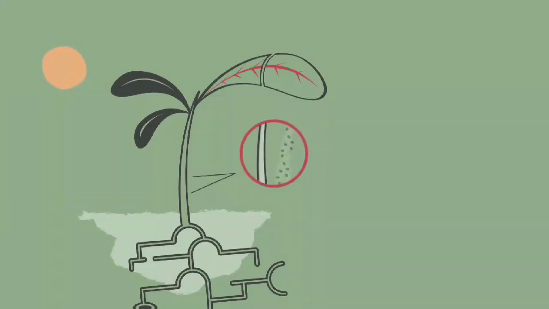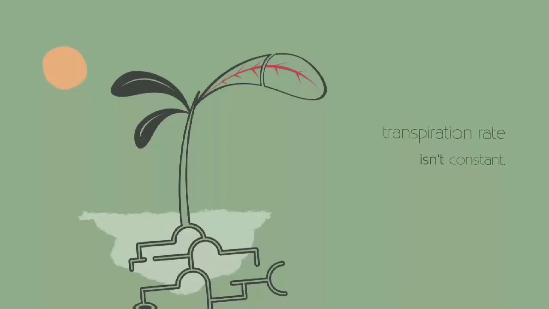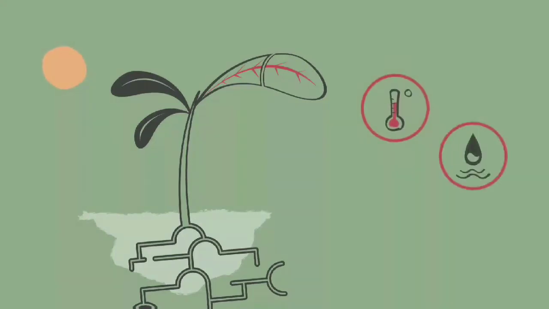The transpiration rate isn't constant. There are many different factors that affect it. The environmental factors are similar to those that make you sweaty. The temperature, the humidity, but also wind and light intensity.